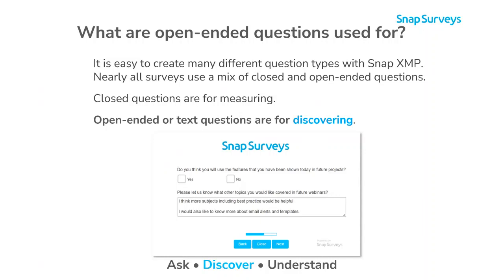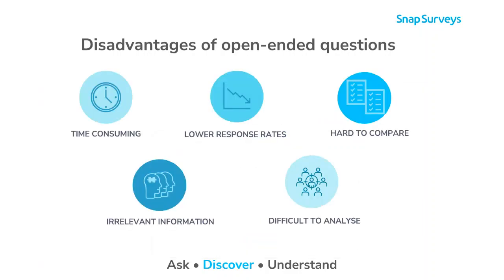What are they used for? Well, closed questions are used for measuring. This is quantifiable data that you can use in a data set and analyze. And open questions or text questions are normally about discovering what people think and why they're thinking it. So open-ended questions are about discovery.